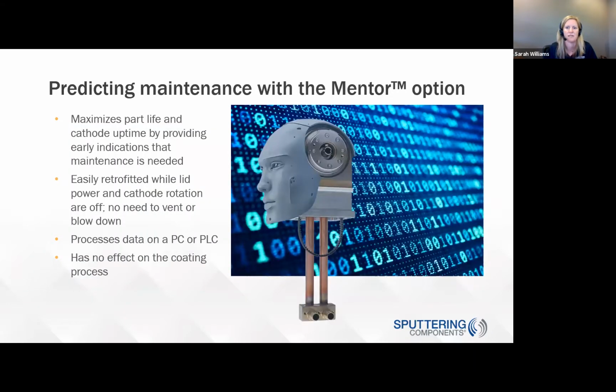I mentioned our Mentor option. So this is an M block, which contains various sensors and feedback loops to provide you with information for predictive maintenance, so you can maximize your part life and cathode uptime with these early indicators. It's easily retrofitted onto the lid, no need to vent or blow down. It processes data on a PC or a PLC. And again, just because you're replacing the M block itself, it has no effect on the coating process.